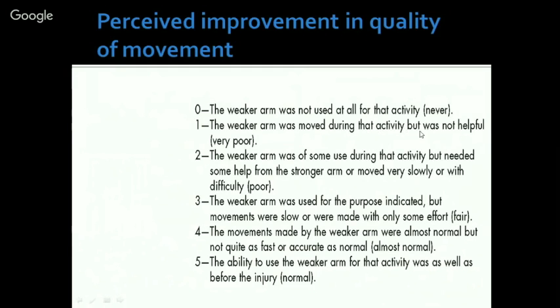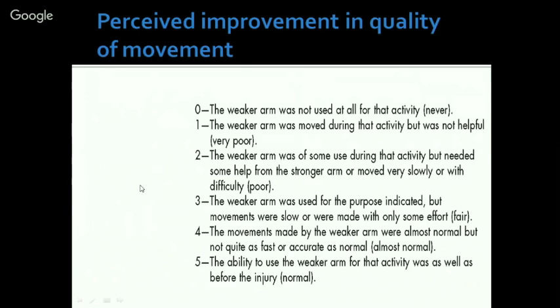So in 1, the patient tried using it, but it was not helpful. 2 is the patient moved it, but it moved more slowly or with difficulty. And 3 is the weaker arm was used. The movements were slow, but still he made them with only little effort. So like this, the quality of movement can improve. And all these are perceived quality, which means what the patient might perceive after application of CIMT.